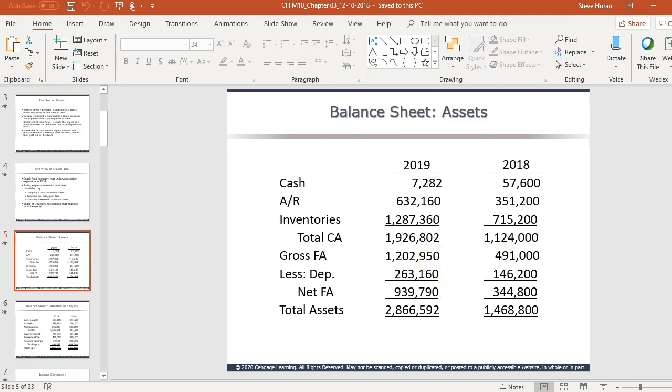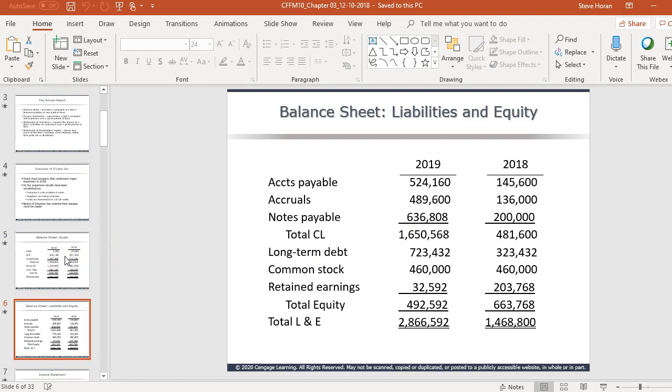Because we have more fixed assets, therefore we have more depreciation. And total assets came close to doubling, because of the investment in property, plant, and equipment, but also because receivables go up and inventory goes up. On the liability and equity side, we can see some other things here. We can see that accounts payable goes up dramatically. Accruals goes up.